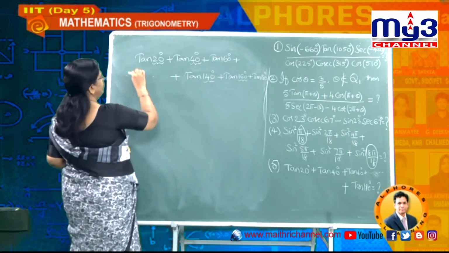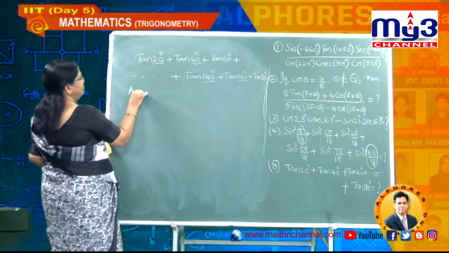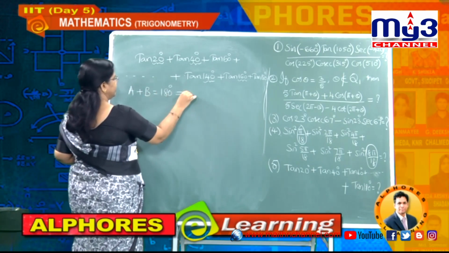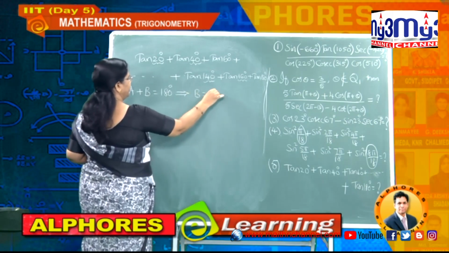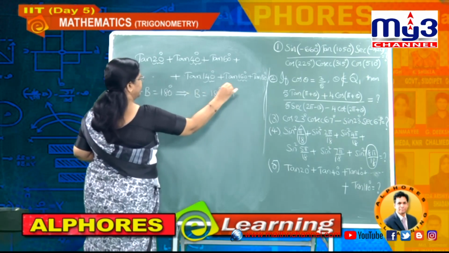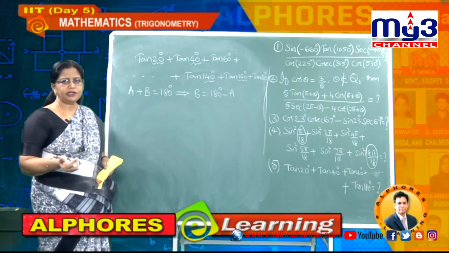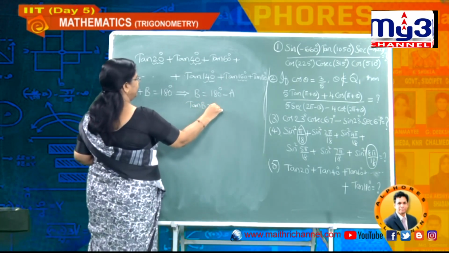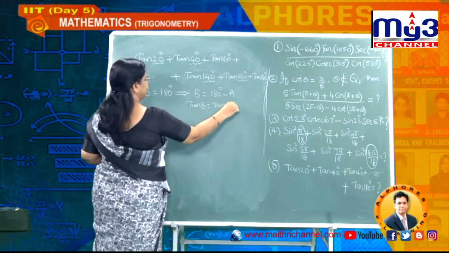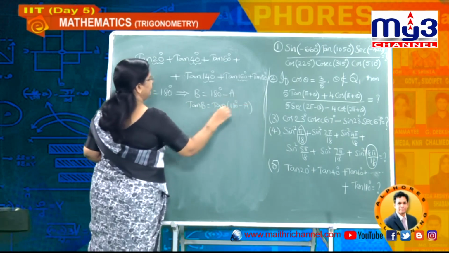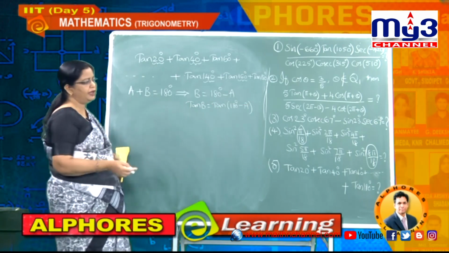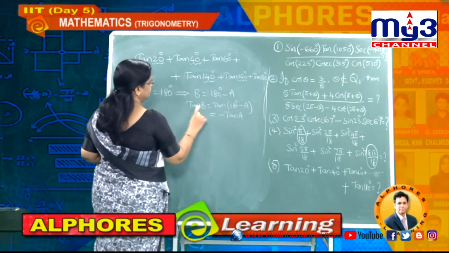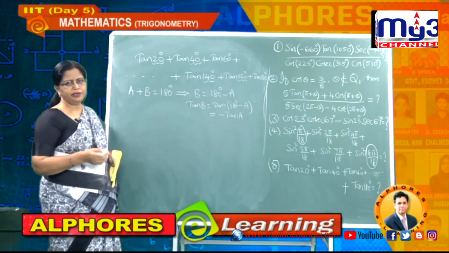So here you got a concept: if a plus b equals 180 degrees, that implies b equals 180 minus a, and hence if I take the tan function on both sides, tan b equals tan of 180 degrees minus a. And what is tan of 180 minus a? Second quadrant is negative, hence it is minus tan a. That means one is the negative of the other.